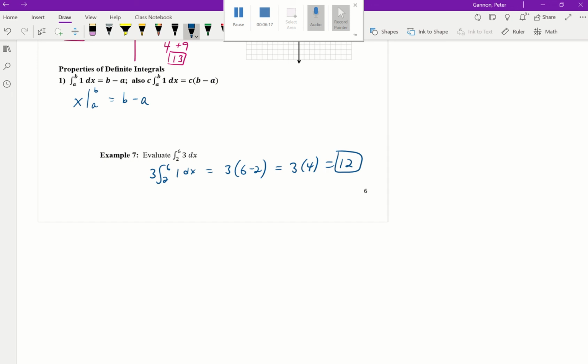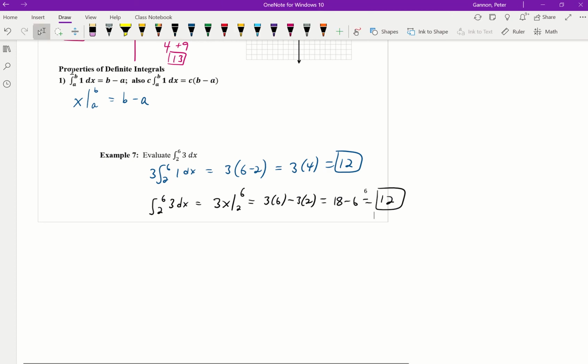Now, another way to think about that, and maybe it's almost easier too, is to just do the integral. Because if we wanted to take the integral from 2 to 6 of 3 dx, the integral of 3 is 3x. We're evaluating that from 2 to 6. So that's simply 3 times 6 minus 3 times 2. 3 times 6 is 18. 3 times 2 is 6. And you get 12. Neither way is more right or wrong. It kind of comes down to what you prefer.